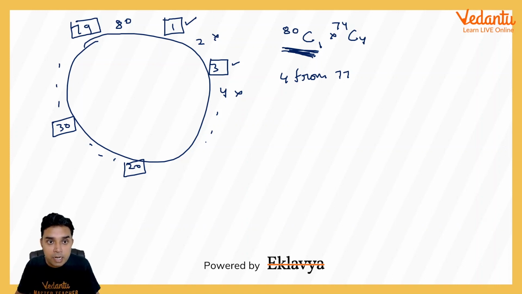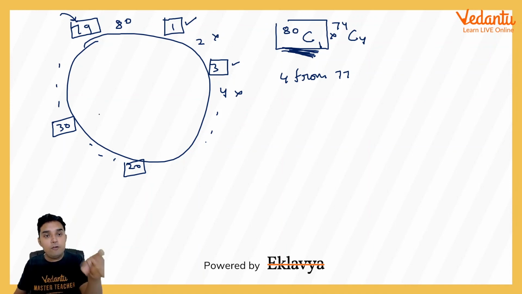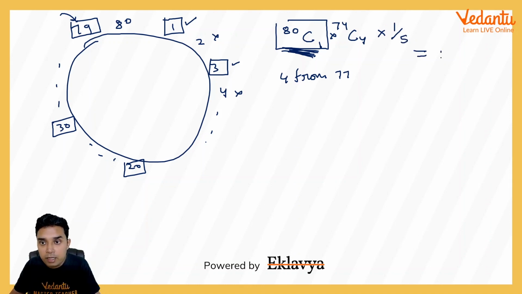Similarly, we could have started with 79 in this 80C1, and then also we could have selected 1, 3, 20 and 30. So you can see this selection of 5 elements will be actually repeated exactly 5 times. So we have to divide it by 5. So if you do that, you will get 16 into 74C4. So this is also the answer for this question.